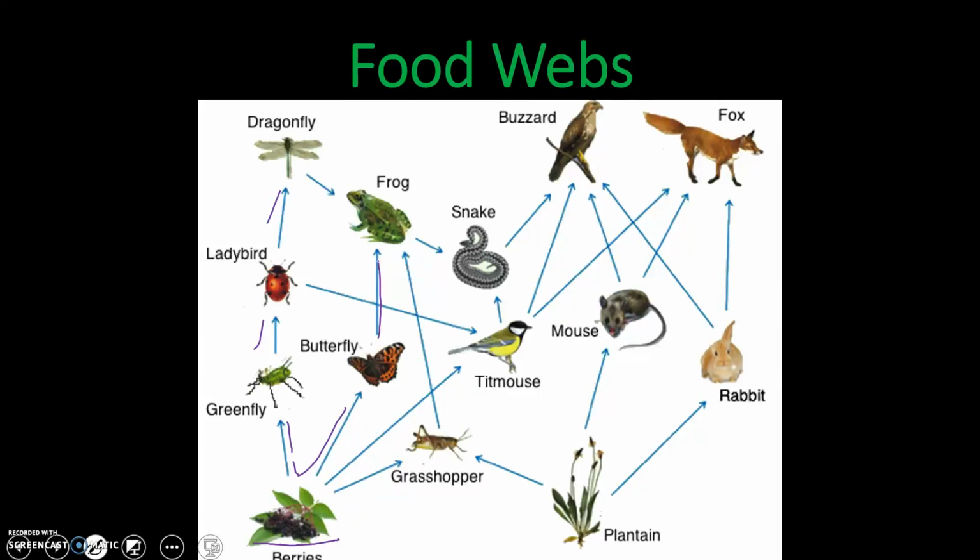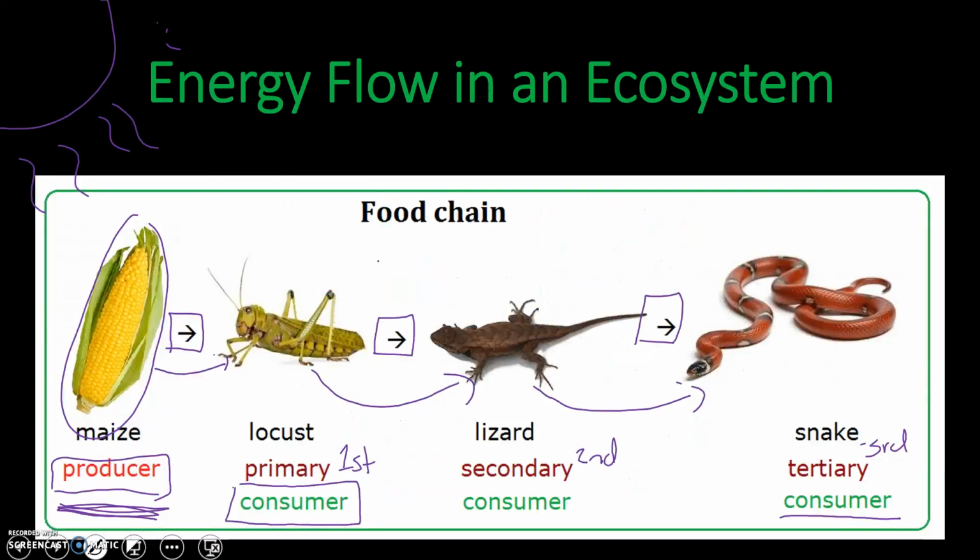Let's go back to the food chain real quick. If you look here, let's say we wipe out all the lizards in this population. What's going to happen to the snake? Well, the snake population is going to dwindle because it's not going to have any food. Now, what's going to happen to the locusts? Their numbers are going to increase greatly because now they don't have a predator to keep their population in check.